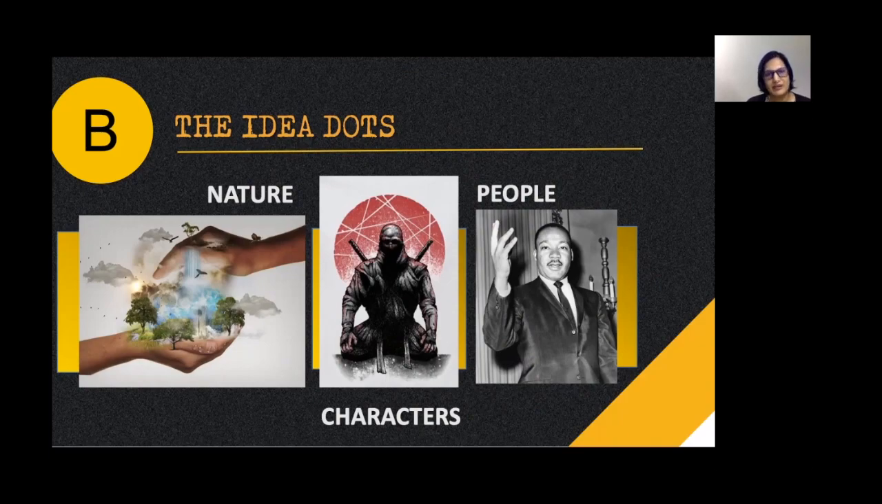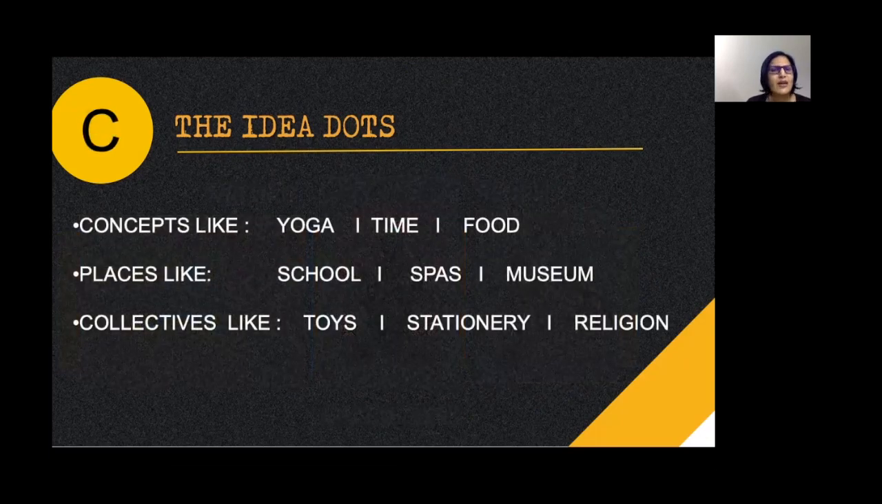Sometimes people inspire. So Martin Luther King, as you see his photo, he could also be a source of inspiration for an event. The words that he said, the quotes that he gave could help in giving you a lot of content, a lot of communication for your event. Then other concepts like yoga. Okay, so yoga could actually be a theme. Time, for example, time travel is a theme. Food can give you different kinds of cuisines and festivals. Then places like schools, spas, museums. You can actually have an event at a museum.